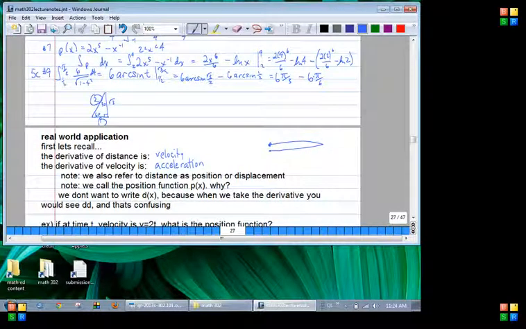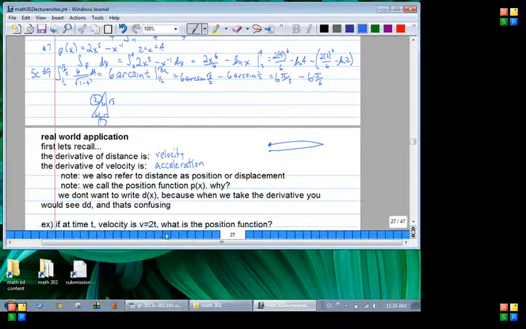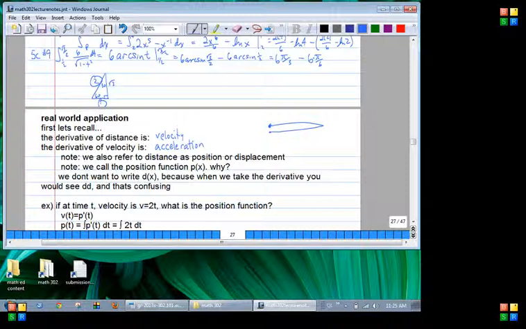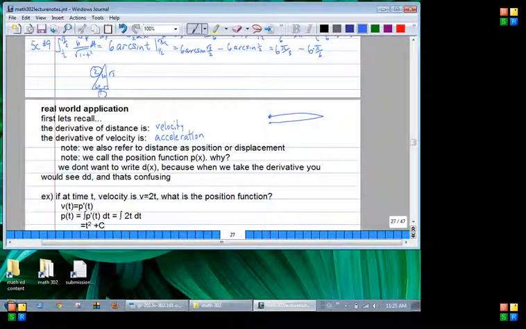So let's look at a problem now. At time t, the velocity is 2t. What is the position function? So what is it? t squared plus c. Because how do you find it? Take the antiderivative, exactly. Because we know that velocity is really just p prime, and we're trying to find p. So p is the antiderivative of p prime dt, so that's the antiderivative of 2t dt. It's just t squared plus c.